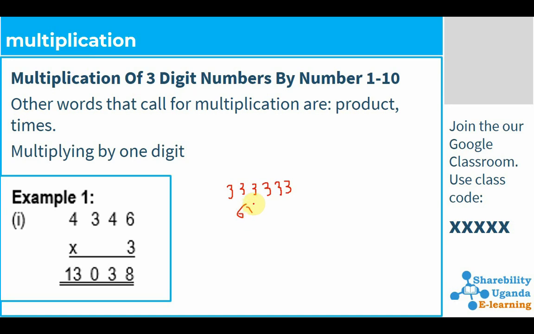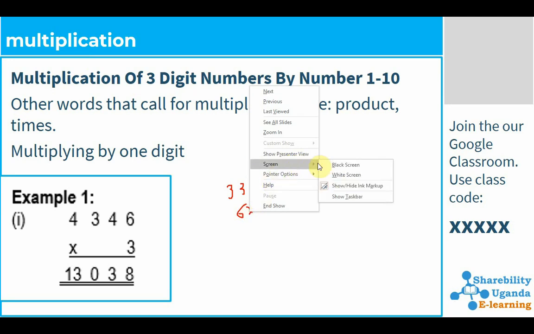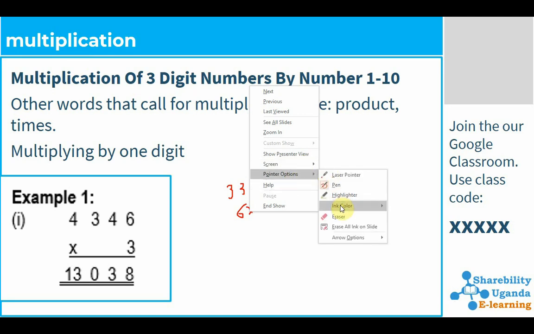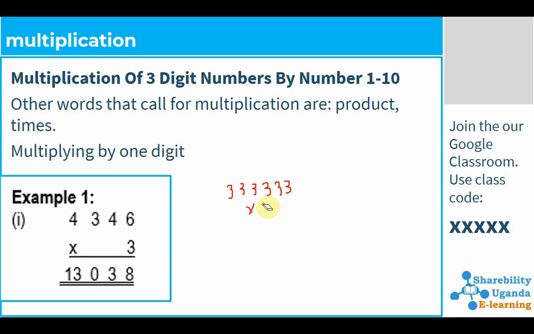Okay, we shall say 3 times 6 is equal to 18. So here we have got our answer as 18. But we shall not write the whole of 18 up here. We shall only write 8 and remain with our 1. Okay.